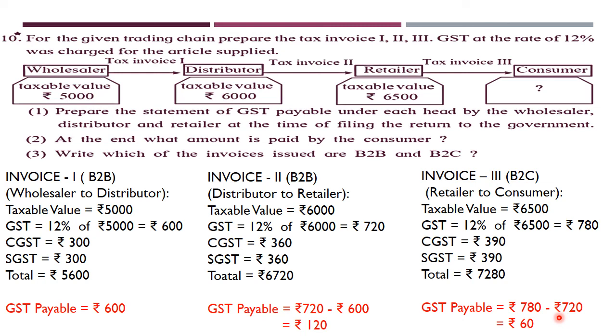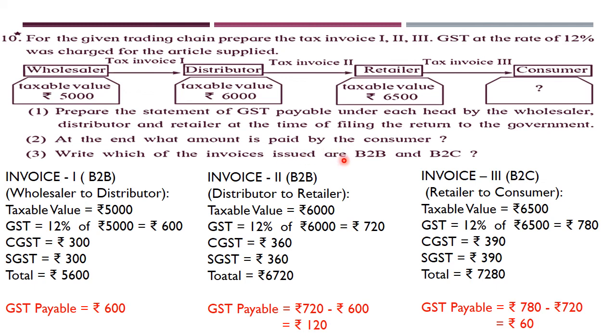So in the first step, the tax payable for wholesaler is 600, the tax payable for distributor is 120, and finally the tax payable for retailer is rupees 60. And the third invoice, total 7,280, is the amount that is at the end paid by the consumer. So all three questions we have answered.